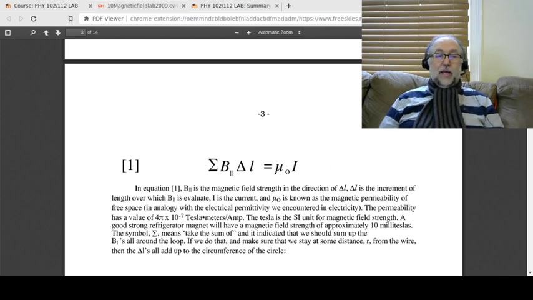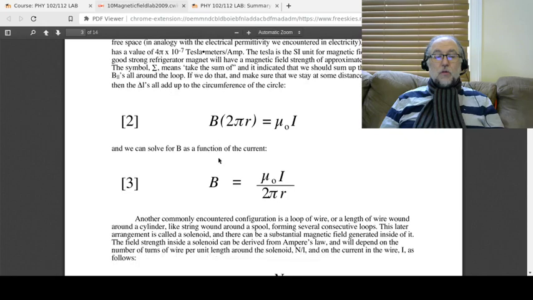Well, this is one way you can look. This is a more general way of looking at Ampere's law, but if you apply it to a wire, and you just go around a circle, that's a circumference of 2 pi r, so that delta L part just adds up to 2 pi r, and you get this equation here: B is equal to mu naught I over 2 pi r.